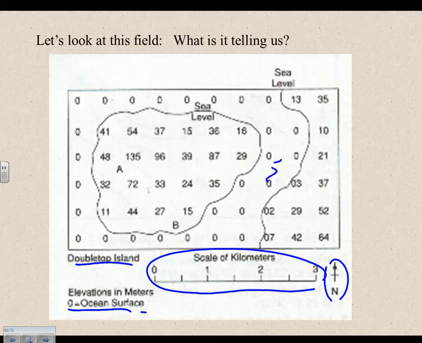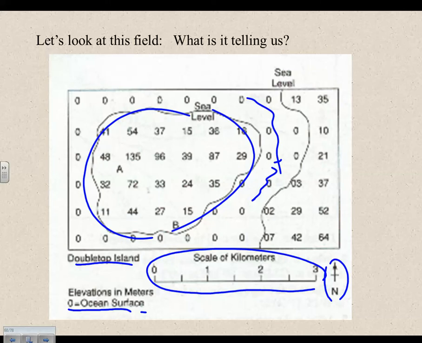So here's the ocean. And this is our island. And this must be some other piece of land, maybe the mainland. And if you look at the map itself, we can see that the island doesn't have the same elevations in all the spots. They're all different. And the highest part of the island you can see is near point A at 135 meters in elevation.